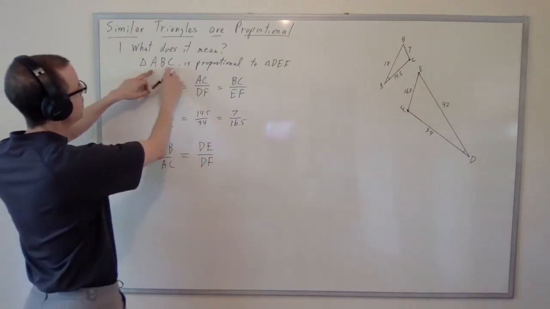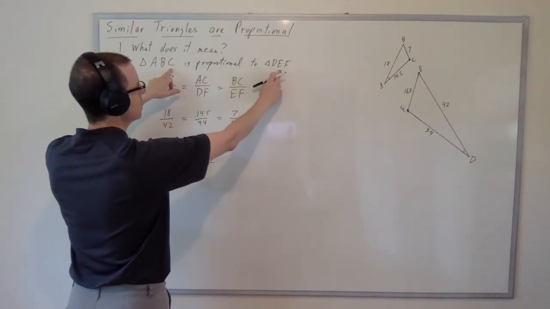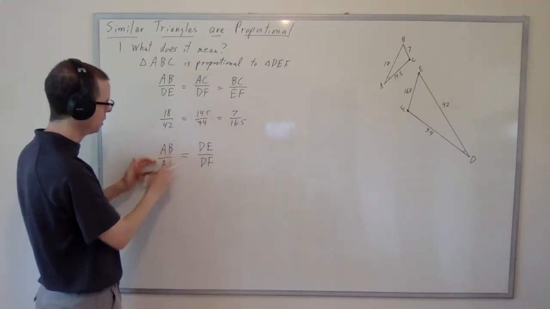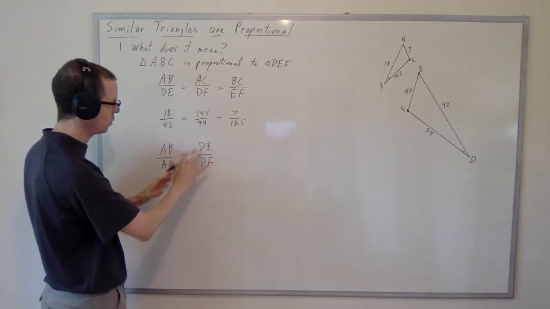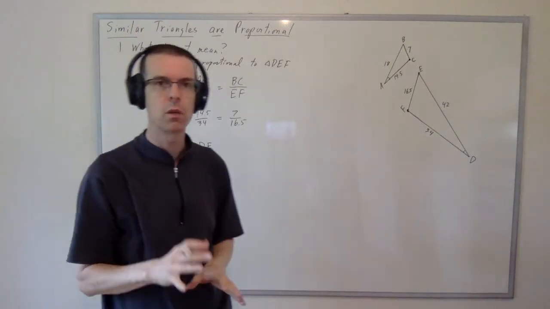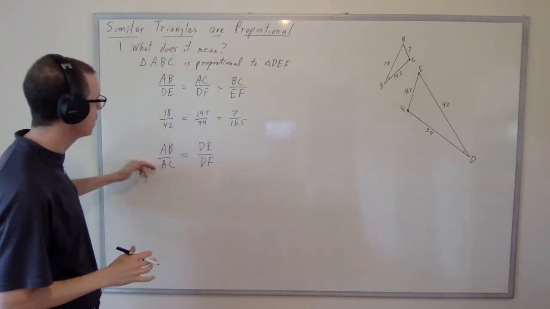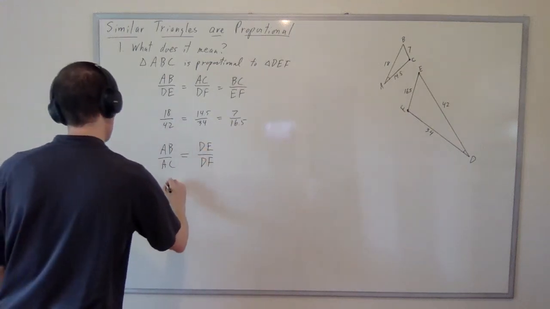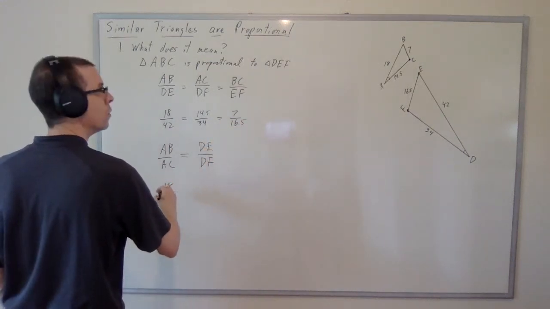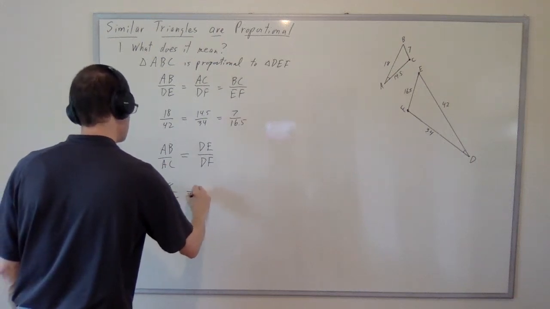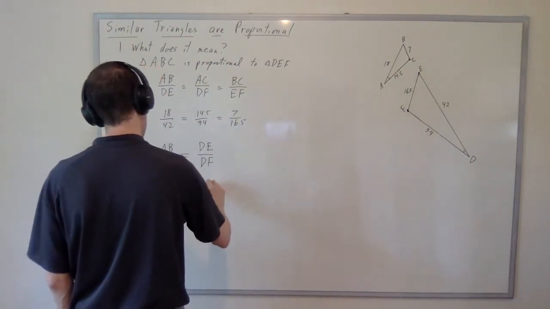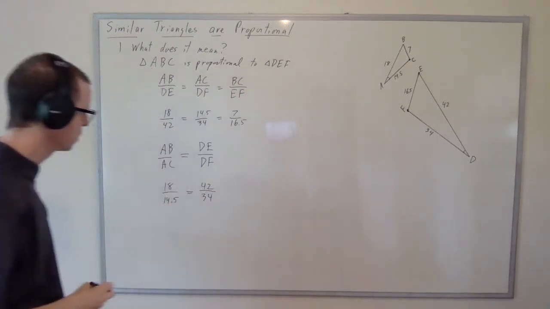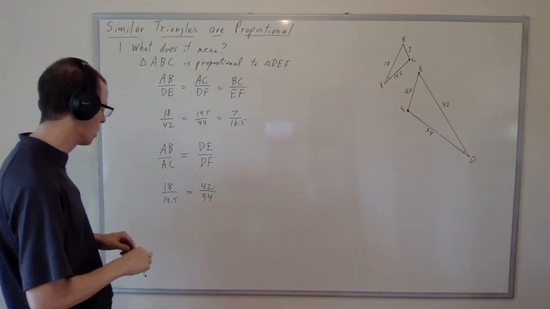The triangles match up. A corresponds to D, B corresponds to E, C corresponds to F. So you should be able to just think alphabetically here, replace the A's with D's, replace the B's with E's, replace the C's with F's, and get the corresponding ratio of lengths within the other triangle. So this ratio within the triangle will equal this other ratio. In the specific numbers that we have here, 18 over 14.5 should approximately equal DE, that is 42, over DF, which is 34. And both of these ratios are slightly more than 1, perhaps maybe 1 1/4.